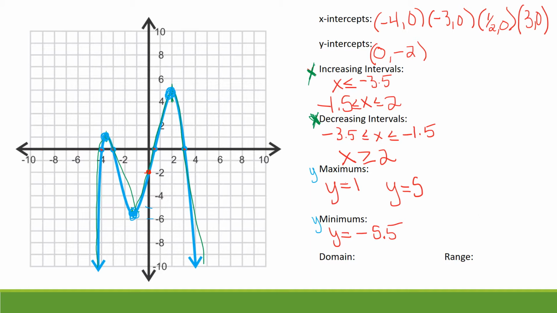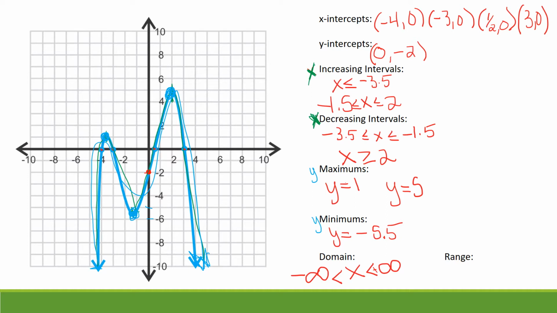Okay, now let's talk about the whole graph's domain and the whole graph's range. So the domain of this graph is my x values, so we're going from -infinity all the way to +infinity. So what that's going to look like as an inequality is x is between -infinity and +infinity, or we write it as -infinity less than x less than +infinity. If there's no sign in front of the infinity, it's assumed to be positive, okay?